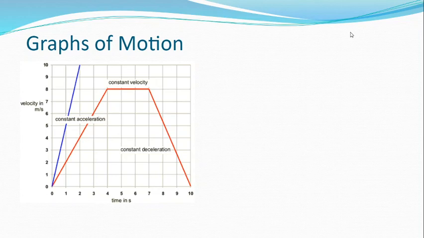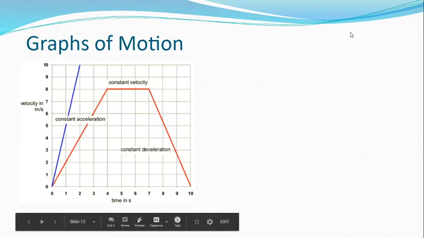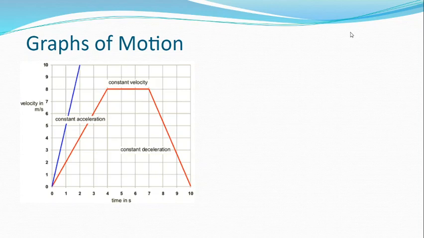And then at 7 seconds, the speed decreases steadily, so it goes from being 8 meters per second all the way down to 0 in that 3 seconds here, and that's what we call deceleration. So this should all be recap from National 5, a nice simple graph of motion.